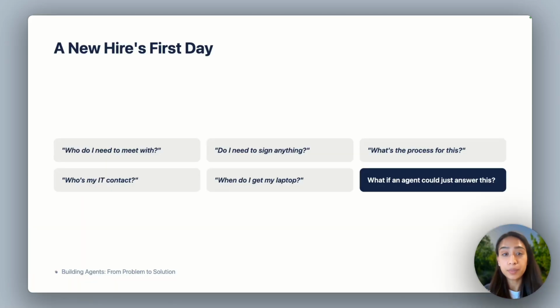In the next video, we're actually going to be understanding what's a good framework for building agents, how we can use it, and more importantly, let's start building. So let's start with the problem first.